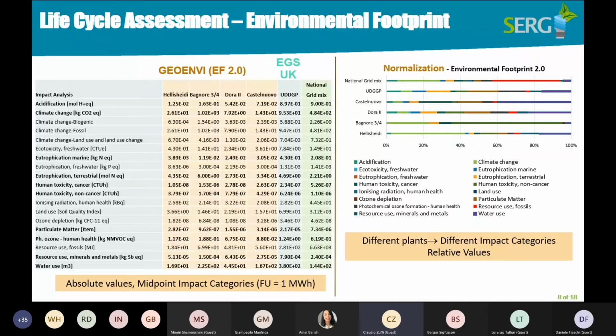In the GEOENVI project, it was decided to apply Environmental Footprint 2.0 to several geothermal plants and compare them. Also here, the normalization was made to understand which were the most relevant categories, and it was deduced that the internal distribution in percentage of impact relevance is very different among different technologies.